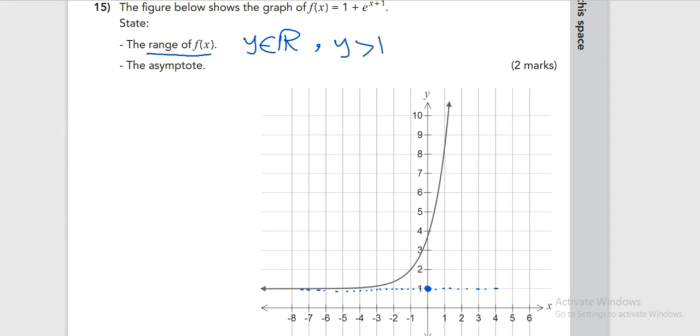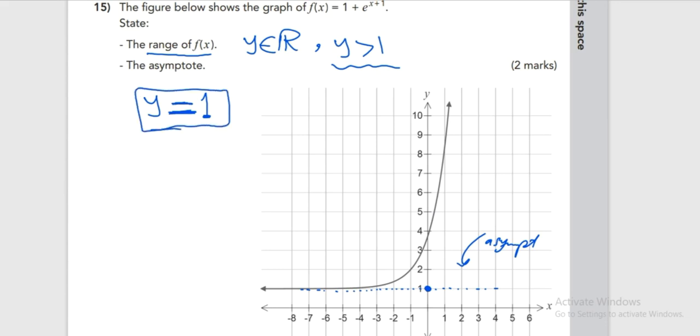The asymptote. Here, this line is the asymptote, the line at which we start the range of values. The asymptote here is y equals 1. So the range starts from 1 or more than 1, and the asymptote is at 1. But in the range we use the symbol bigger than, and in the asymptote we use the symbol equals, because it's an equation. Asymptote is a line and we write the equation of a line.